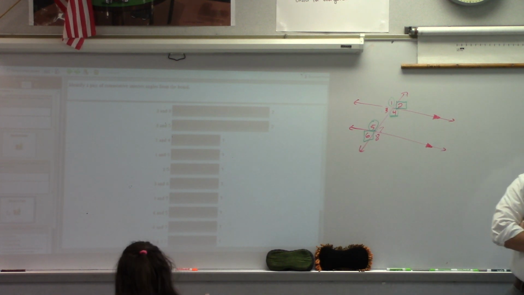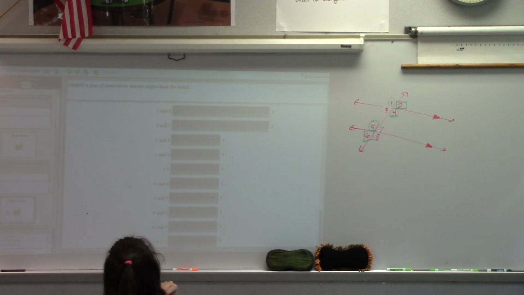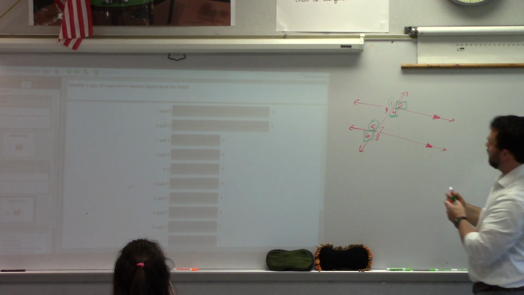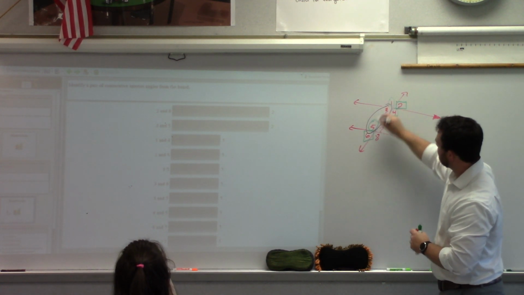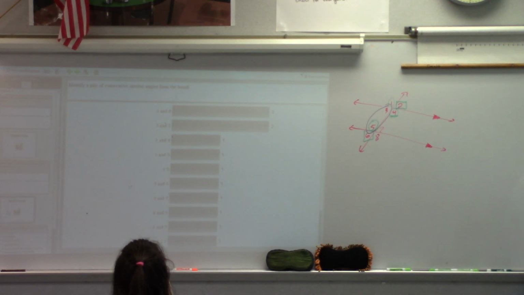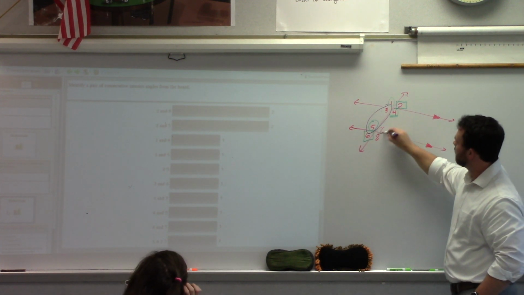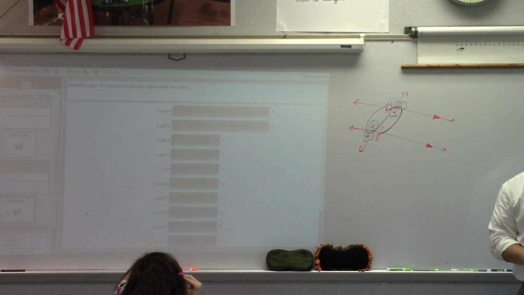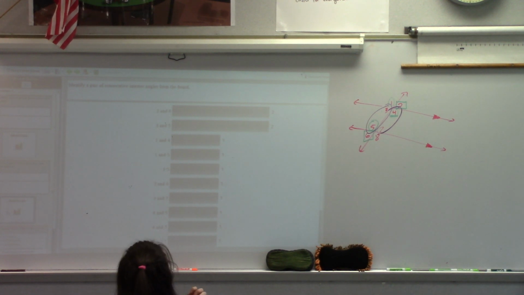So, does anyone see any answers up here that would be consecutive interior? 3 and 5. What do y'all think? 3 and 5 consecutive and interior? Okay, what would be the other consecutive interior? 4 and 7. If it was consecutive exterior, then it would be 2 and 8 and 1 and 6.